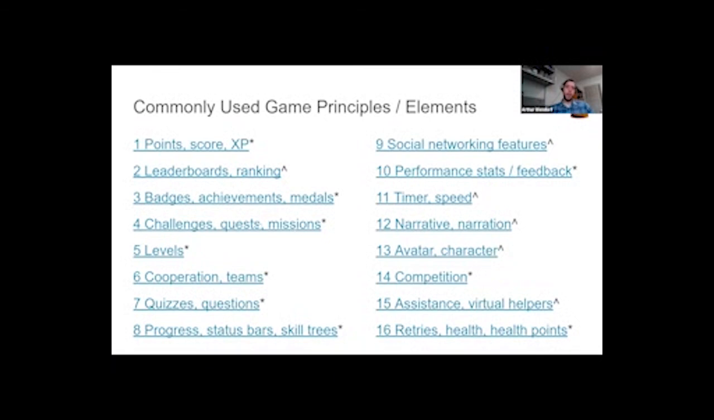Okay, number one is points or score and XP. Then we have leaderboards and ranking. Next is badges, achievements, and medals. Challenges, quests, missions, levels, cooperation and teams, quizzes, questions, progress, status bars, skill trees, social networking features, performance stats and feedback, timer and speed, narrative and narration, avatar or character, competition, assistants and virtual helpers, and retries, health, and health points.